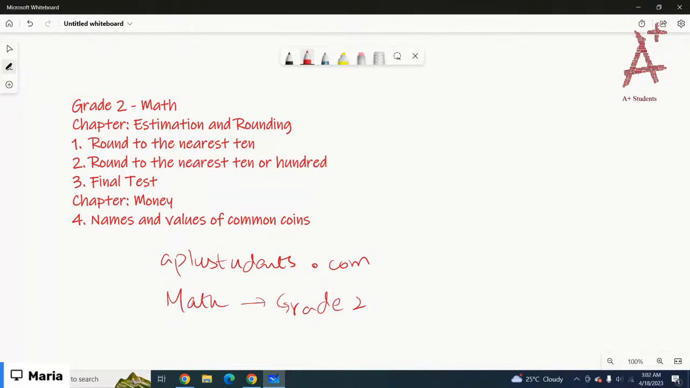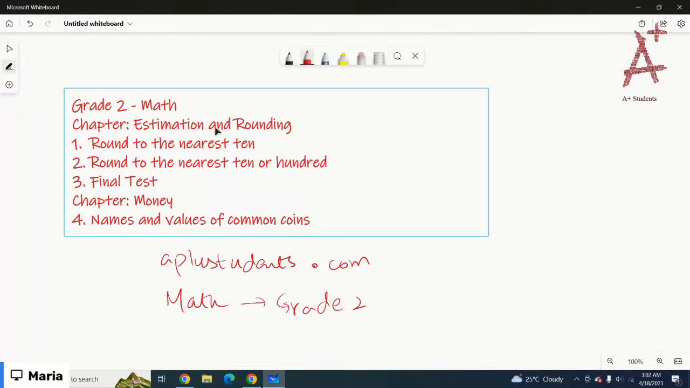We're going to start with the chapter estimation and rounding, and the lessons are round to the nearest 10, round to the nearest 10 or 100, then we'll do the final test of the chapter. Then we're going to start the new chapter, that is money, and the lessons are names and values of common coins. Got it? So let's just start with the lesson round to the nearest 10.